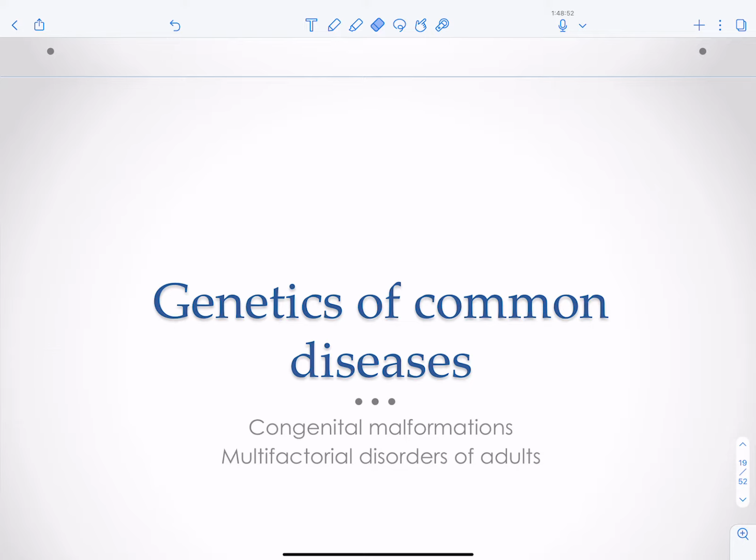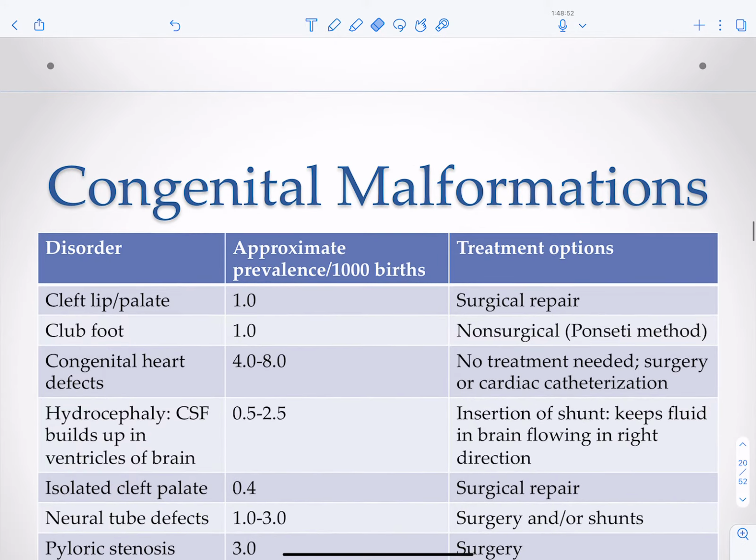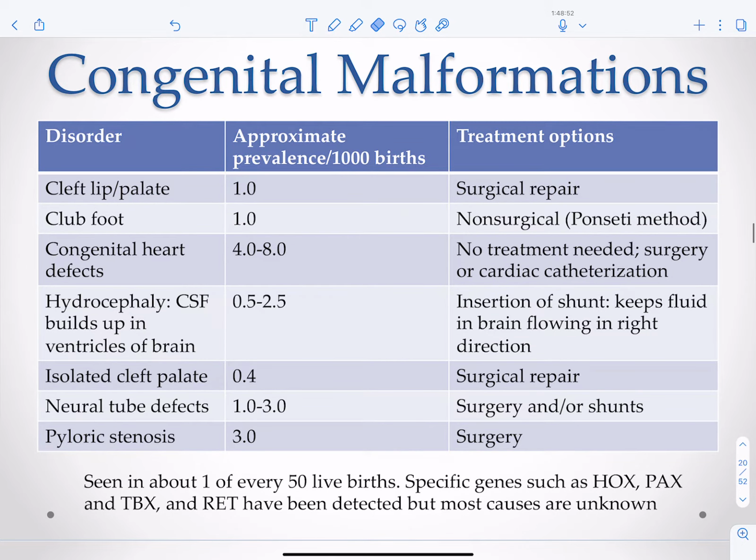All right, so now we're going to talk about the genetics of common diseases with multifactorial disorders. And so just first, this is a table with common disorders with the approximate prevalence and then how they are treated. So you could see cleft lip and palate has about 1 in every 1,000 births, and you can treat that with surgical repair.